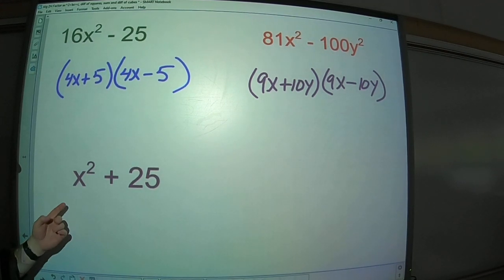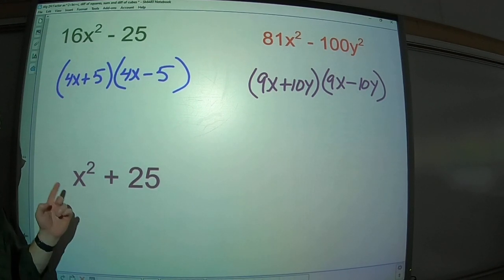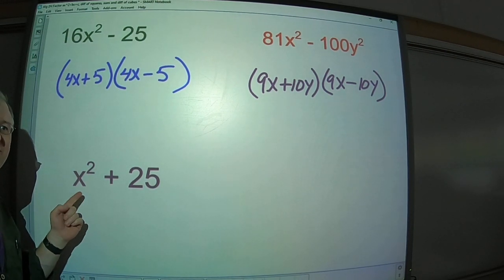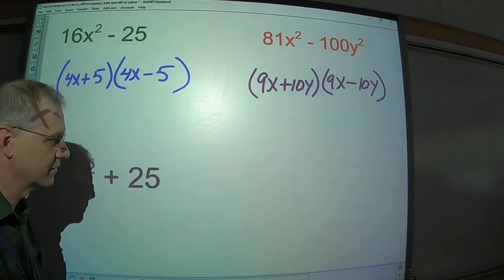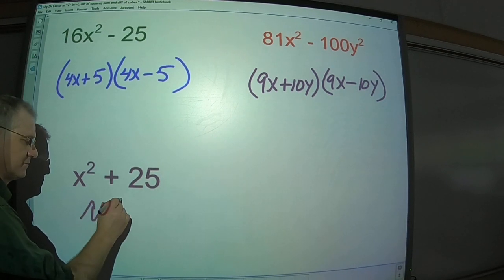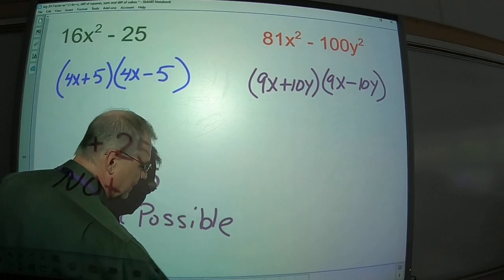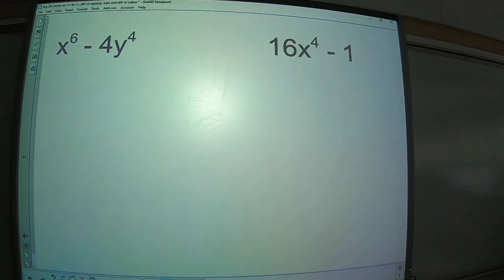Now, many of you are going to say, oh, I know this one. It's x plus 5, x minus 5, and I have to say, I'm sorry, you're wrong. Then you're going to say, oh, it's x plus 5, x plus 5. Still wrong. X minus 5, x minus 5. Still wrong. This is not possible. You can't factor with integers the sum of two squares, only the difference of two squares. All right, give those two a try. See what you can do with those.